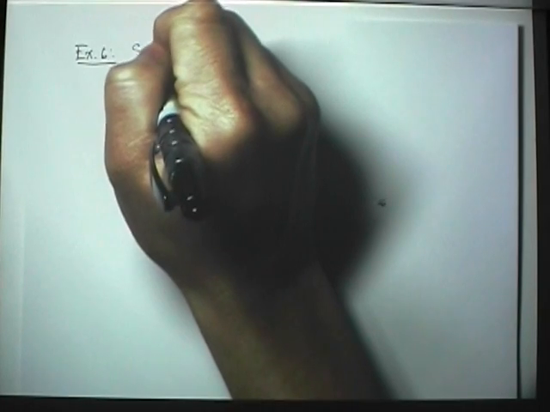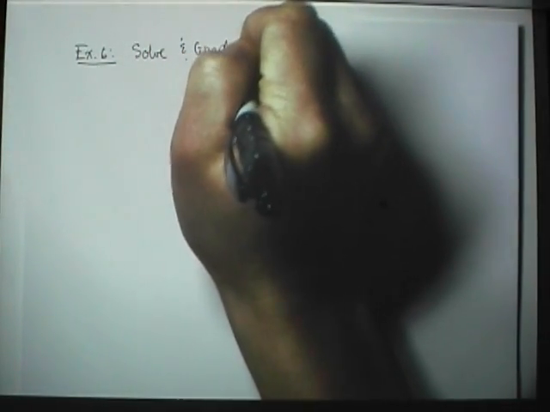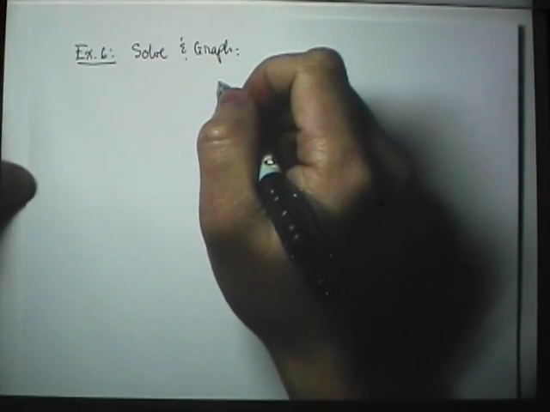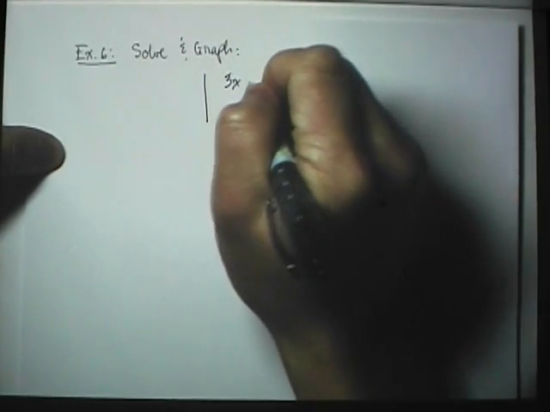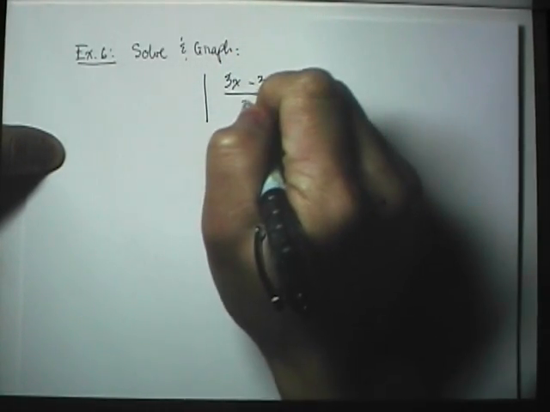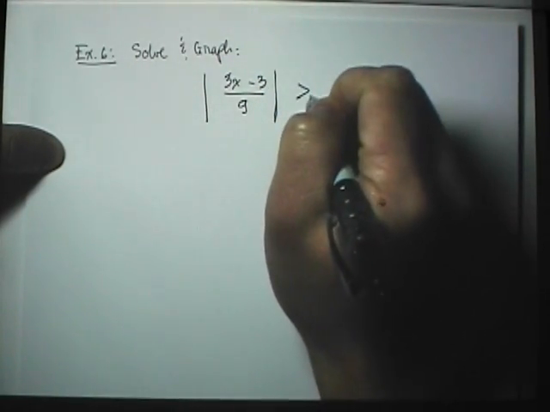Example number 6. We would like to solve and graph again. What I have here is my inequality. I have the absolute value of (3x minus 3) over 9 greater than or equal to 1.